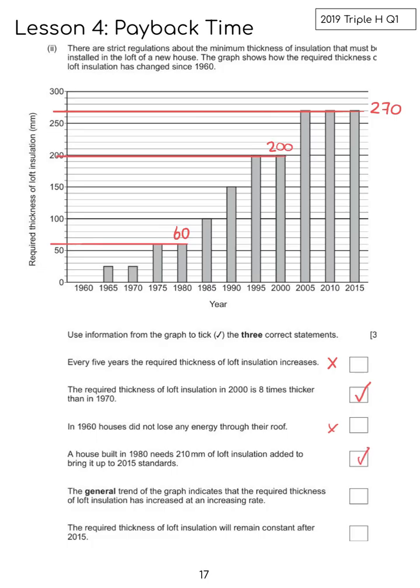Number 5, the general trend of the graph indicates the required thickness has been increased at an increasing rate. That is true. A curve that goes like this means it's increasing at an increasing rate. And the final one, the required thickness of loft insulation will remain constant after 2015. We don't know that, so we can't answer that. So that one's not true. So we've got 3 boxes ticked.